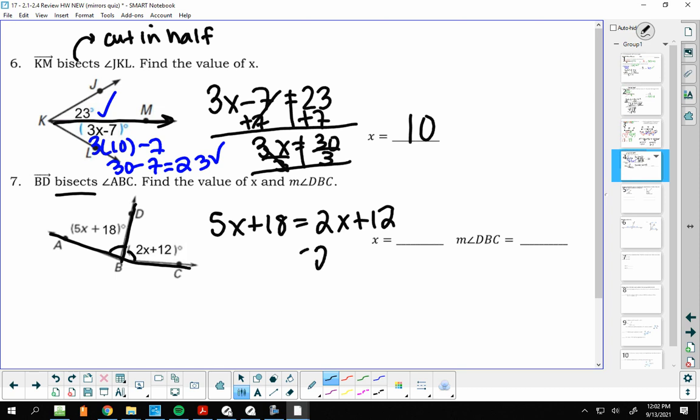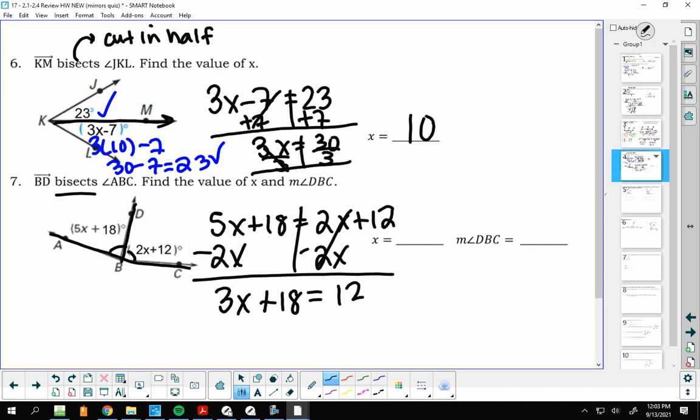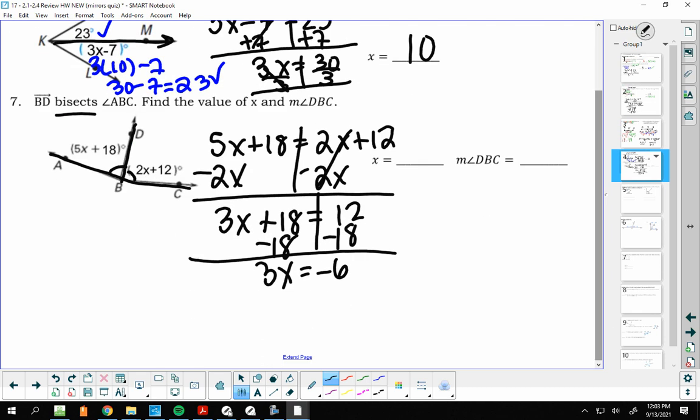So it's all about reading those directions and knowing what that means. I'm going to put the variable terms on the left side. I'm going to subtract 2x from both sides, and we get 3x plus 18 equals 12. Then, since I moved the variable terms to the left side, I'm going to subtract 18 and move the constants to the right side, and we get 3x equals negative 6. And then we divide both sides by 3, and we get x equals negative 2.